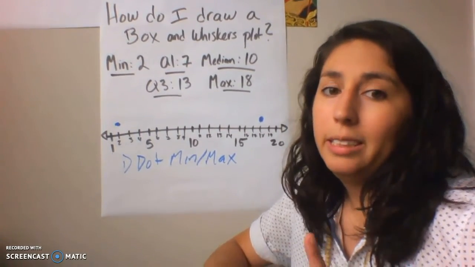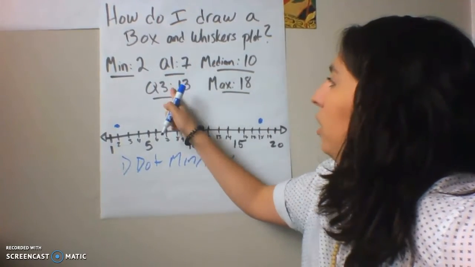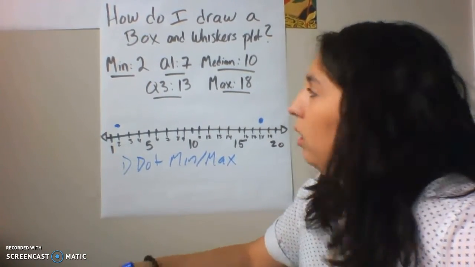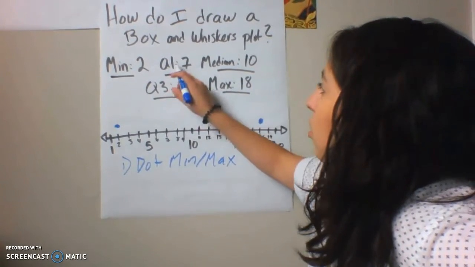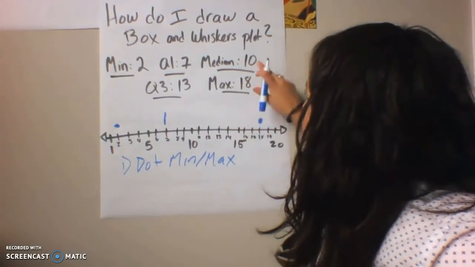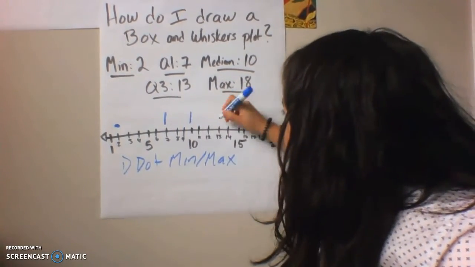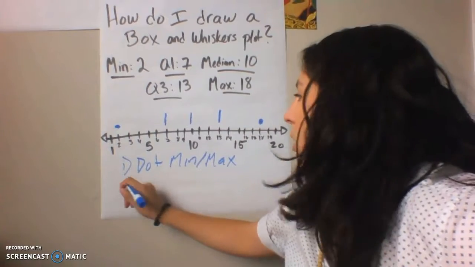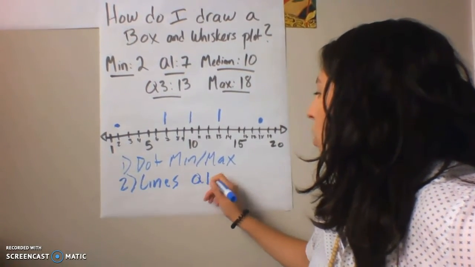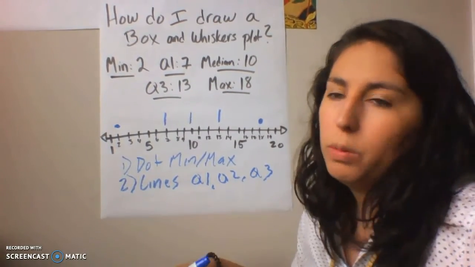All right, boom. Step 2, then you're going to put lines for the 3 values in the middle, your quartiles, Q1, Q2, Q3. So again, lines. So line over 7, line over the median, 10, a line over Q3, which is 13. All right, so step 2, then we put lines on Q1, Q2, or your median, and Q3. Remember, Q2 is just your median.